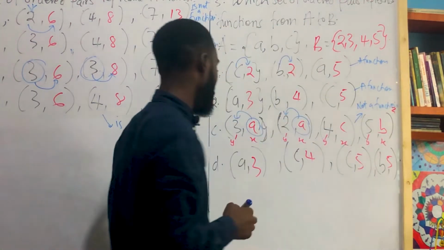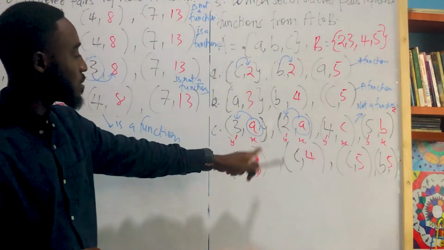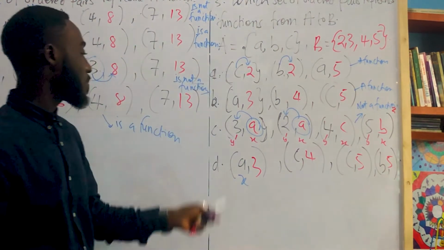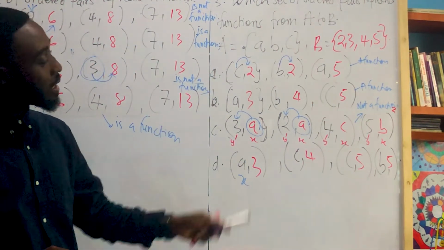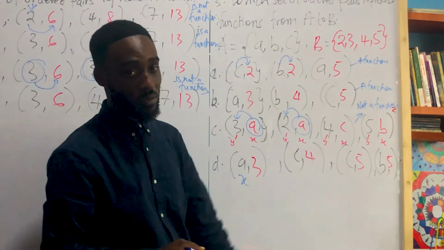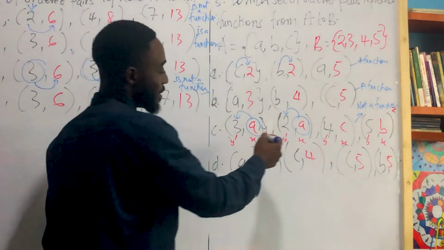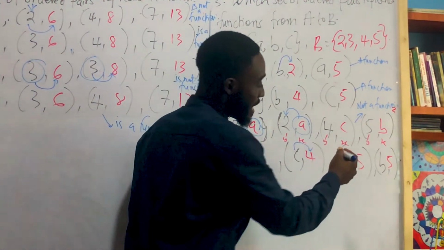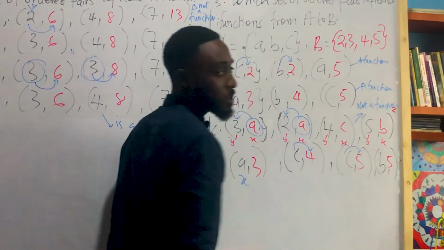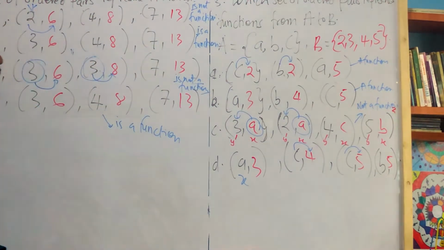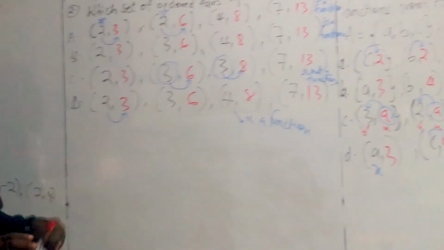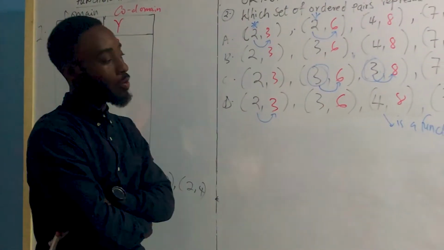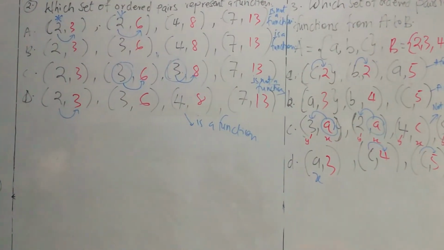Let's see the last one as well. It's reversed again, so x and then y. a maps to 3, c maps to 4, c maps to 5, and b maps to 5. Right here you can see that c maps to 4, and at the same time c maps to 5. So the x value has more than one value in the codomain. That's how we are supposed to see it.